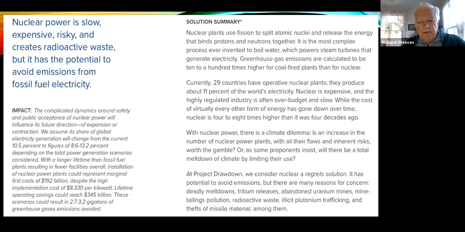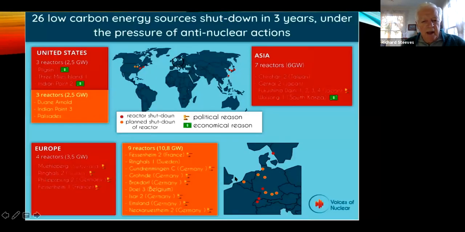Abandoned gold mines, that was kind of funny. It's nice if some of them are abandoned. It means we're using nuclear warheads more and mines less. And then mine tailings pollution, which is absolutely ridiculous. Radioactive waste we've talked about many times, and that is a problem. Illicit plutonium trafficking. It's something that we have bad dreams about, but we've never really heard of it actually happening. And then thefts of missile material. That's a dandy. Haven't heard of that one before as a problem with peaceful nuclear plants. So that is way out there. Anyway, I do recommend it otherwise.